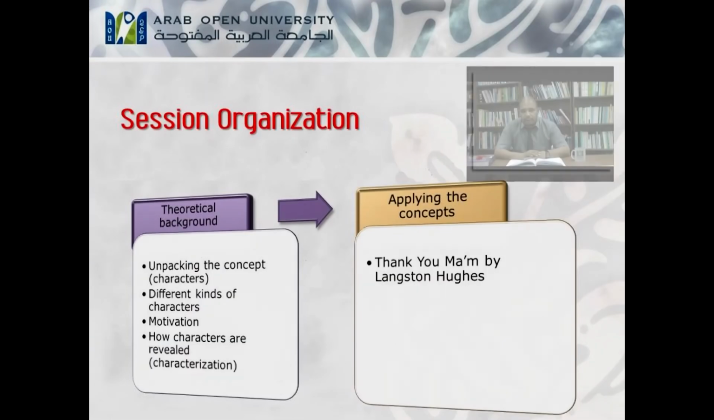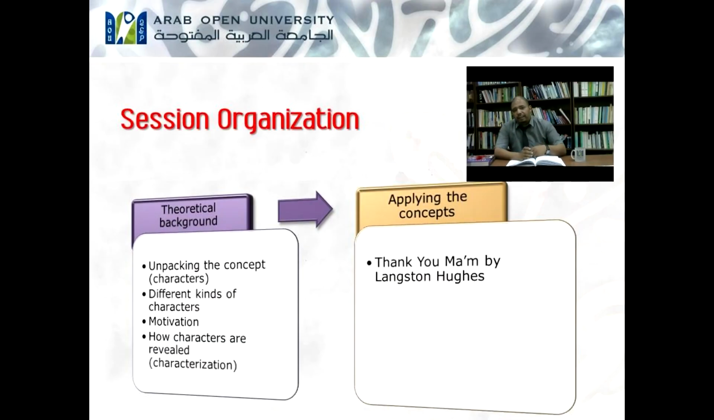Before we get started, and like we always do, let's first of all share how we're going to do that. We're going to divide the session into two main parts. The first part is going to lay the theoretical background of this unit, talking about the characters, what we mean by characters, the different types. We're going to explore also the motivations of characters, and we're going to end this section talking about characterization and how characters get revealed in a short story.